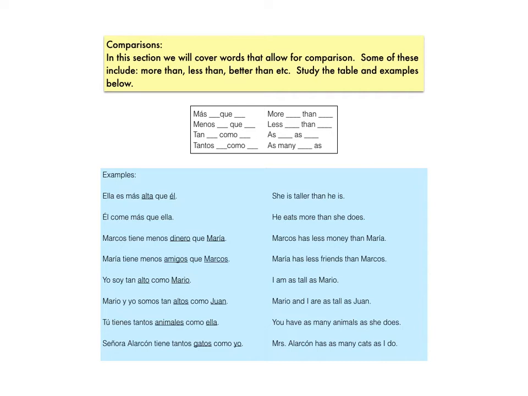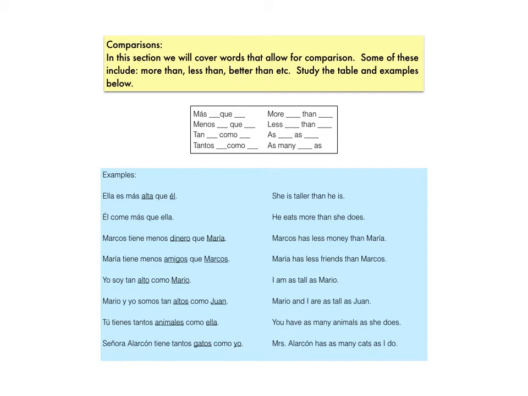Let's take a look at some examples. The first one, in Spanish, to say she is taller than he is, we would say she is more tall than he. So we say ella es más alta que él. And to say he eats more than she does, we would say él come más que ella. Notice how más and que are right next to each other in the second example, whereas in the first example, they're separated by other words.